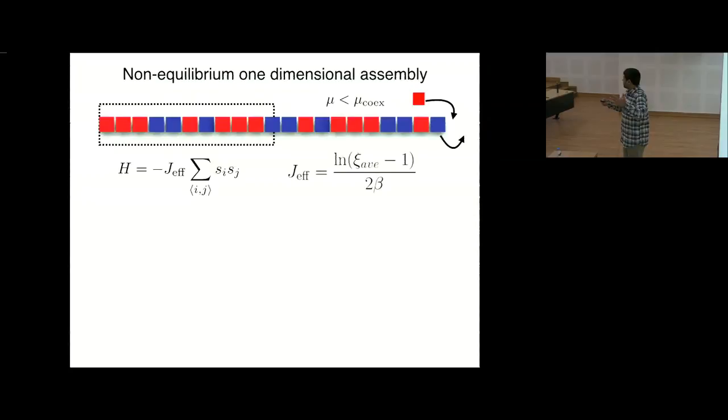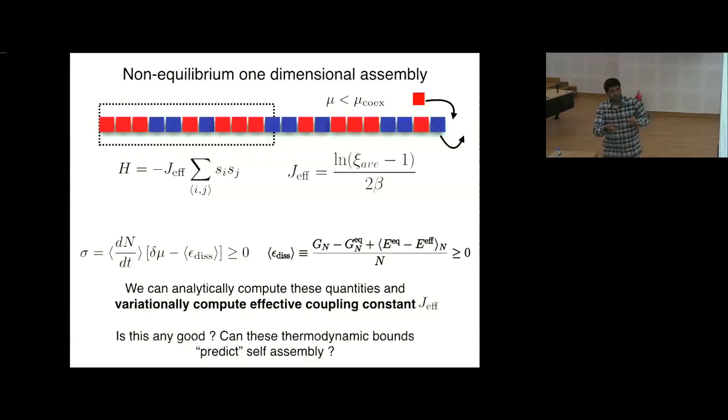Okay. And these are the bounds we are going to use. This is again the second law that we wrote down. I've stopped writing down the relative entropy explicitly here, but this epsilon dissipation is nothing but the relative entropy concept that we spent most of our time on. Okay, and so the game we're going to try to play is, can we actually estimate J effective, or in other words, can we estimate the average domain length inside a growing non-equilibrium system by using these information theoretic ideas?